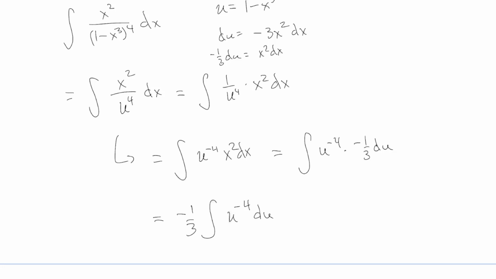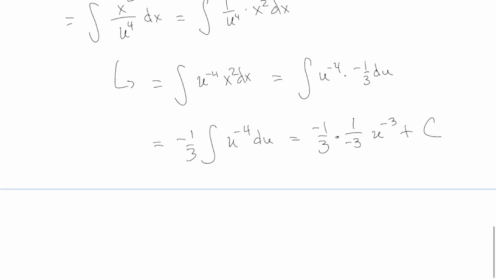We do the antiderivative, increase the power by 1. Well, leave this guy out front, right? Now increase the power by 1, it becomes u to the minus 3, and then divide by the new exponent. That would be 1 over minus 3. And I'll put the plus c. That, if you like, you could say is 1/9 on the front.